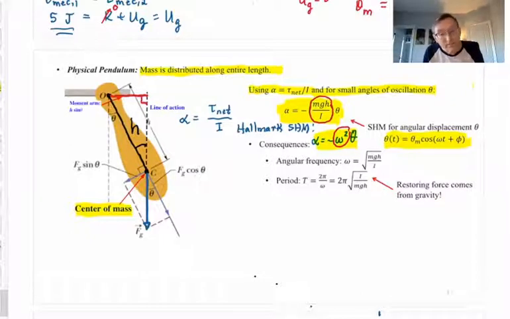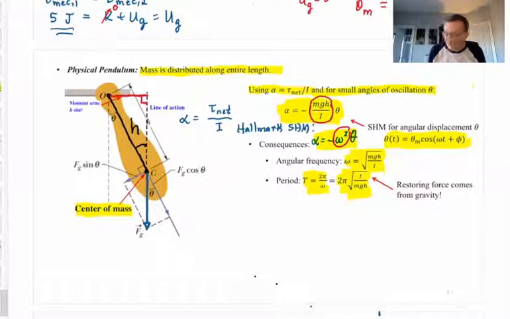In this case, mgh over I. That's omega squared. So the angular frequency omega is the square root of mgh all over I, where the rotational inertia is calculated about the pivot point O. That means we can get a formula for the period of the physical pendulum, using the fact that period capital T is 2 pi over angular frequency. And so here's the formula for the period of a physical pendulum. 2 pi square root of rotational inertia I over mgh.